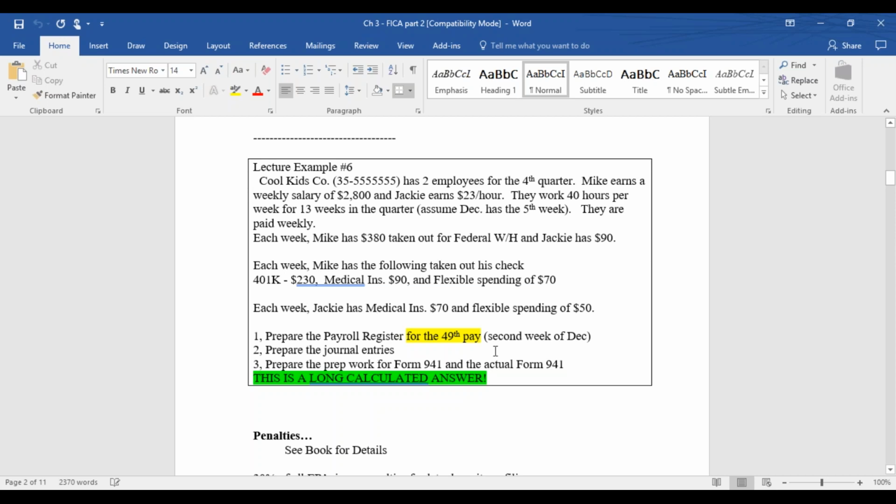So what we're going to do, the primary thing, is fill out the payroll register for the 49th pay. But you're going to find that when we actually do the Form 941, it's going to be helpful to also have the 48th pay done as well. After we do the register, we're going to do the journal entries and then show all the work that goes into Form 941.